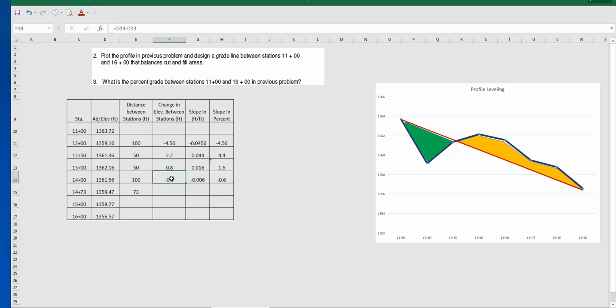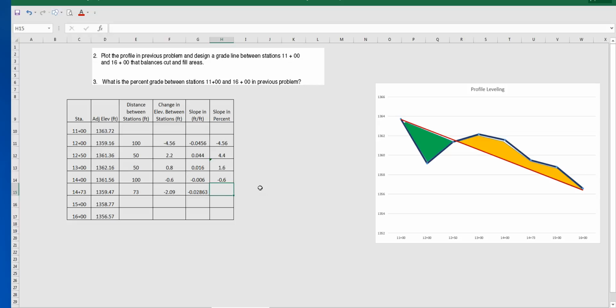But here's the other cool thing. So if I do this again, I could say, all right, since the adjusted values are numbers, I can say the 1359.47 minus the 1361.56. So notice the color coding also, the blue and the red. So those are just formulas. So again, I've got a negative value, so I'm going downhill. The slope is going to be the change, the 2.09, divided by the 73.